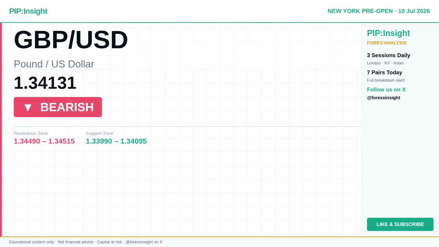Pound dollar. The chart is showing tentative bearish structure on this session. The 4-hour trend is to the upside and the 1-hour is also pointing lower. Resistance is marked between 1.349 and 1.3515. Support is marked between 1.3399 and 1.34095. Here is the full chart breakdown.